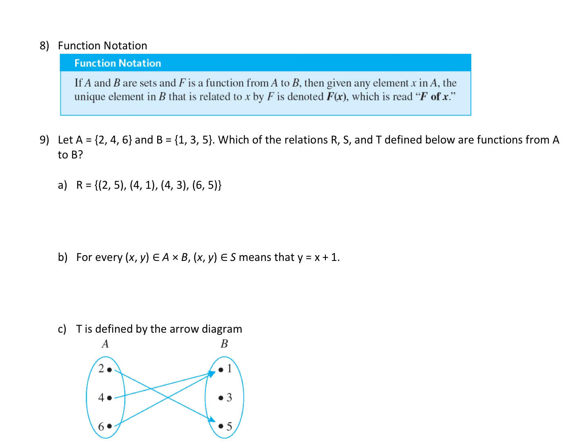So for example, if A is the set {2, 4, 6} and B is the set {1, 3, 5}, which of the relations R, S, and T defined below are functions from A to B? So for R, we have to decide whether or not it's a function. Every element of A has to appear as an x value. I have x values 2, 4, and 6, so we've satisfied property 1.